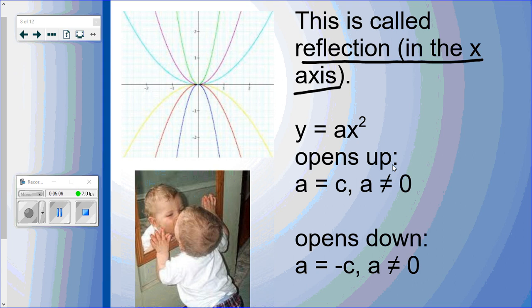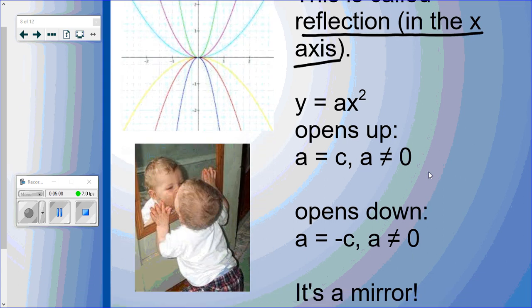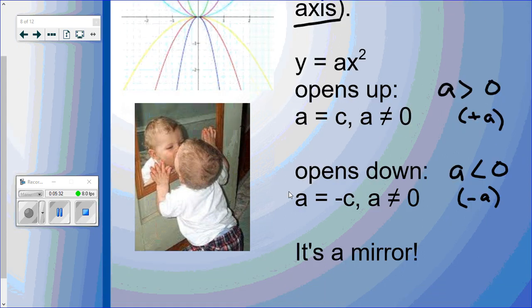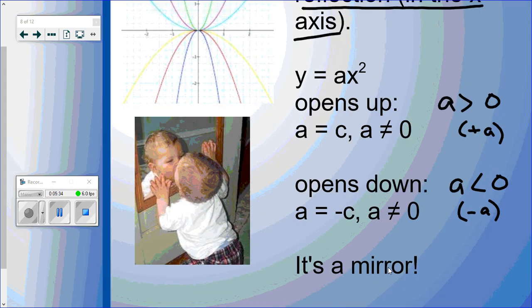A is less than 0, and that makes it open down. In other words, it's a positive A or a negative A, which is how most normal human beings think about it, assuming, of course, we have accepted integers into our lives. And all this does is it reflects it. It's a mirror.